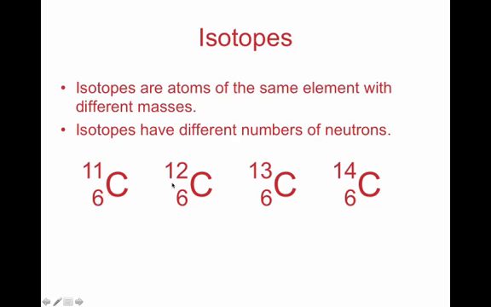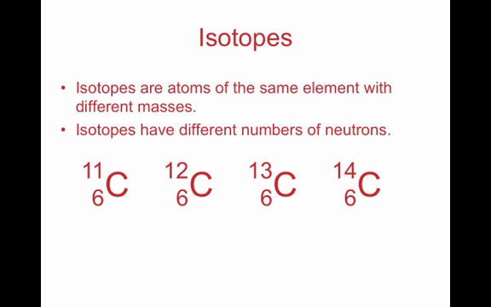For example, carbon-12 has 6 protons, so we know that it must have 6 neutrons. Carbon-11 has 6 protons, so it must have 5 neutrons. Carbon-13 has 6 protons, so it must have 7 neutrons. And carbon-14, which is our radioactive isotope of carbon, we use it for carbon dating, has 6 protons, and so that means it must have 8 neutrons.